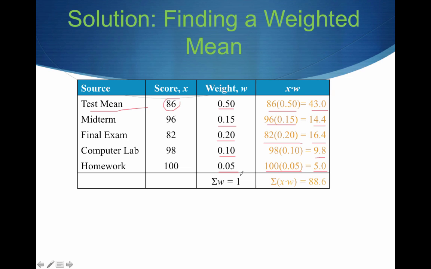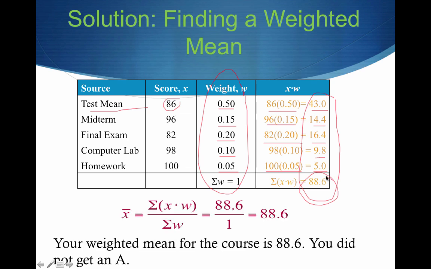Since the weights sum to 1, we don't have to divide by anything, so we just sum up each of our entries times its respective weight, and we get a sum of 88.6. Is that enough for an A? Not quite. The weighted mean for the course is an 88.6, so unfortunately you did not get an A.